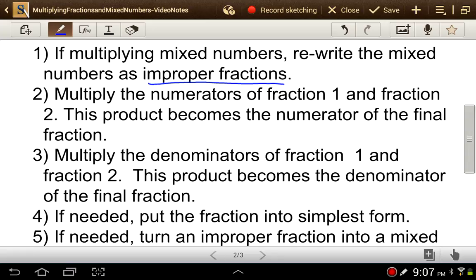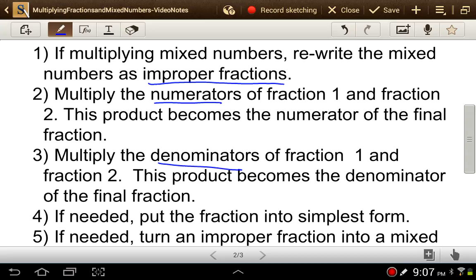You must turn them into improper fractions. If you don't know how to do that, I do have a video on converting mixed numbers to improper fractions. You should watch that. Once you have fractions, proper and improper, doesn't matter, it's pretty simple. You multiply the numerators, and then multiply the denominators. Again, that is different from adding and subtracting. So if you know your adding and subtracting rules, these are different.